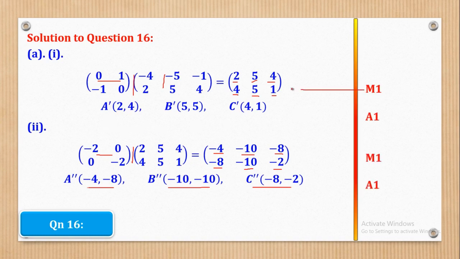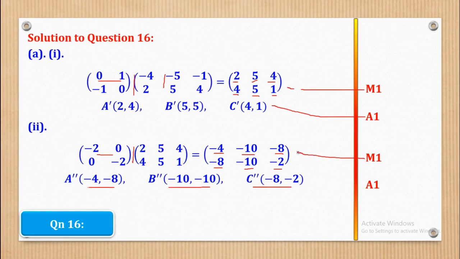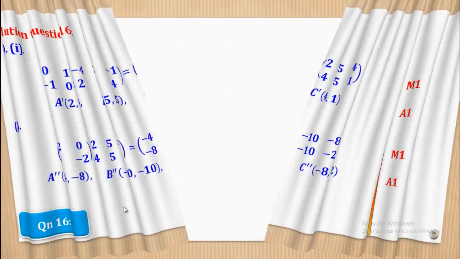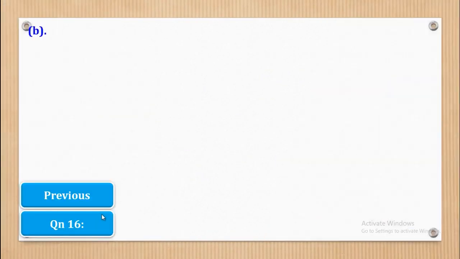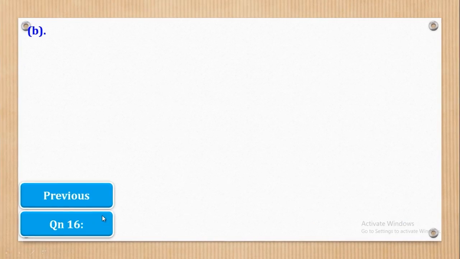So the first mark is for this multiplication using the correct order. Then this one is expressing these values in coordinate form. Then this one also, multiplication in the correct order and expressing the coordinates in coordinate form. So basically those are the 4 marks they wanted in part A. So now we shall go to part B.